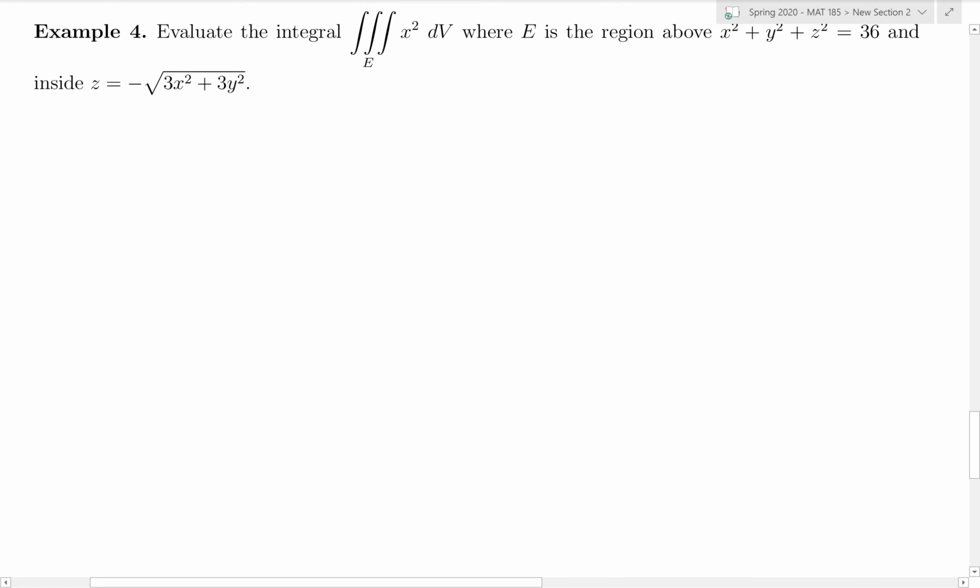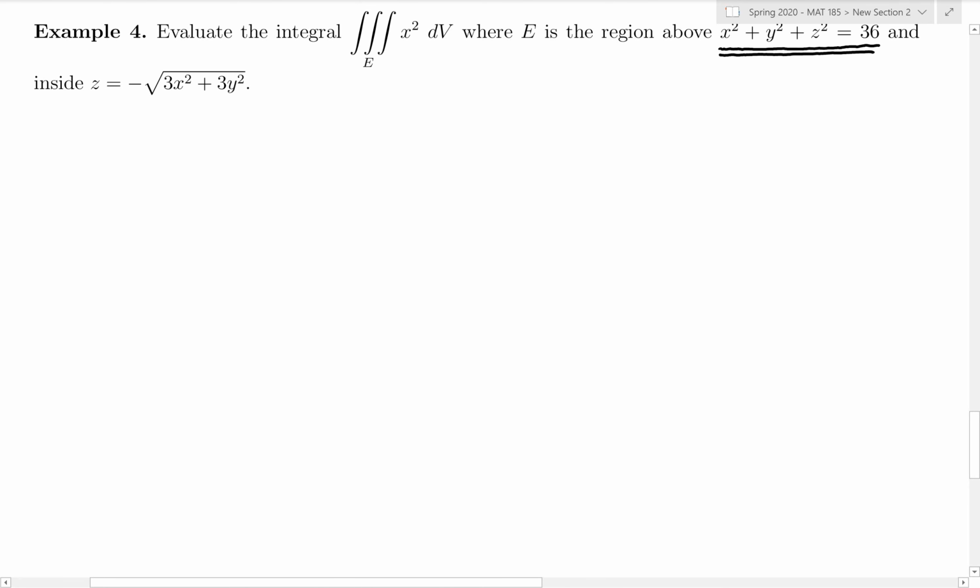All right, so welcome to this video on example number 4, where we're trying to integrate this function x squared over region E that is above x squared plus y squared plus z squared is equal to 36, and inside z is equal to negative square root of 3x squared plus 3y squared. All right, so first thing here, we don't really know anything except for we are looking at x squared plus y squared plus z squared is equal to 36. So what does that represent here?